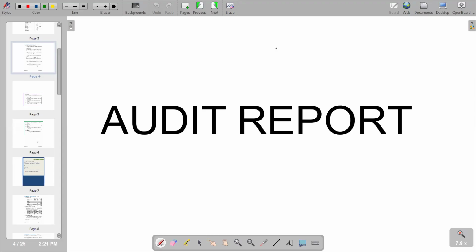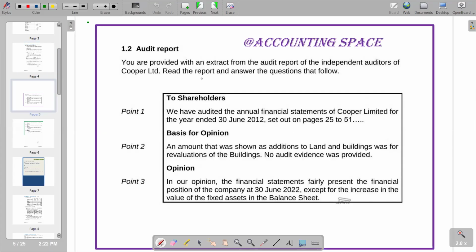In this video, I want to look at the audit reports, and we are going to look at the qualified reports in particular. So we've got a typical examination question that we want to look at, in particular according to the audit report. The question says: you are provided with an extract from the audit report of the independent auditors of Cooper Limited. Read the report and answer the questions that follow.